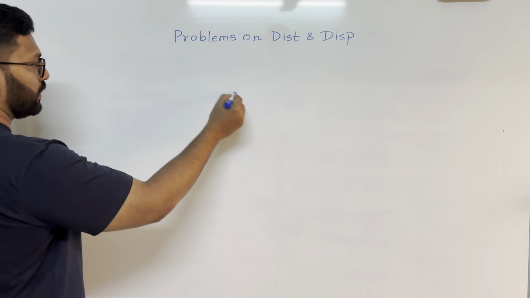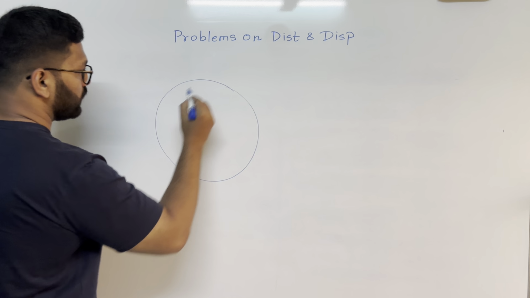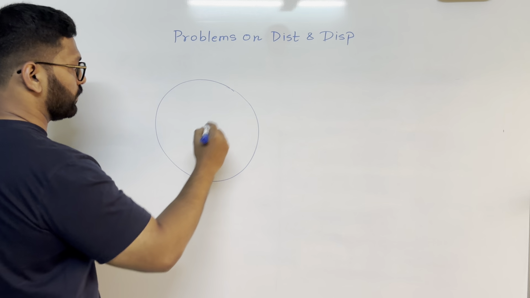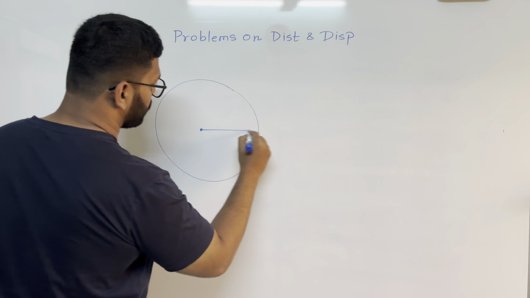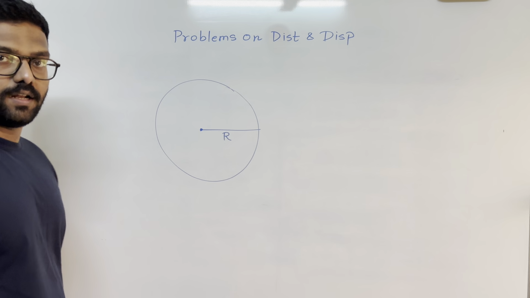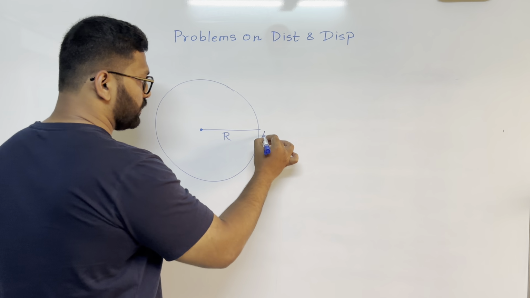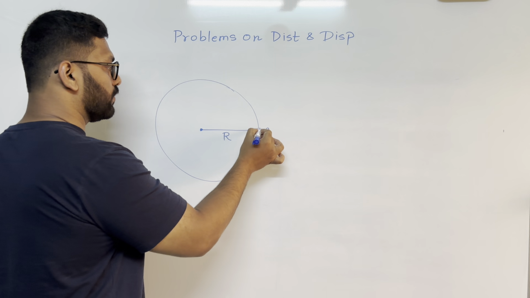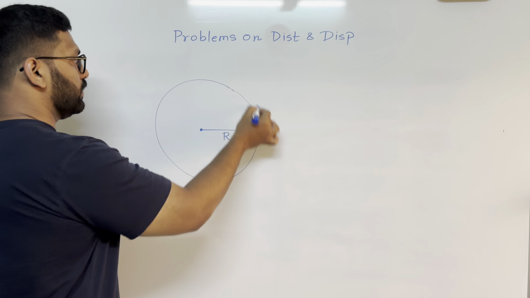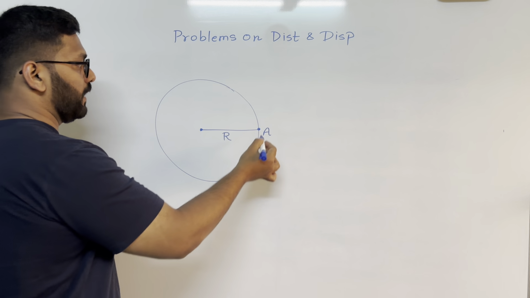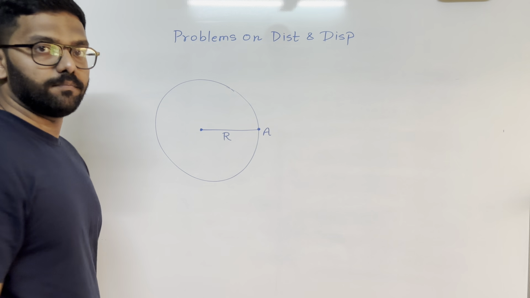Let's say we have a ground, which is like this, and this is the road on the circumference. Let's say the radius of this circular road is capital R, and let's say this is point A. Now a person wants to walk from point A all the way around, from A to A again in a circular manner.